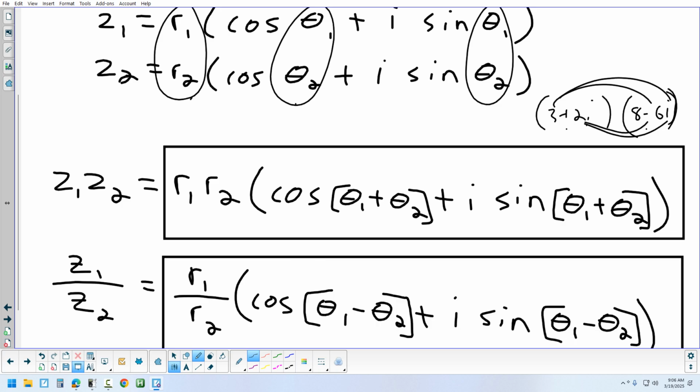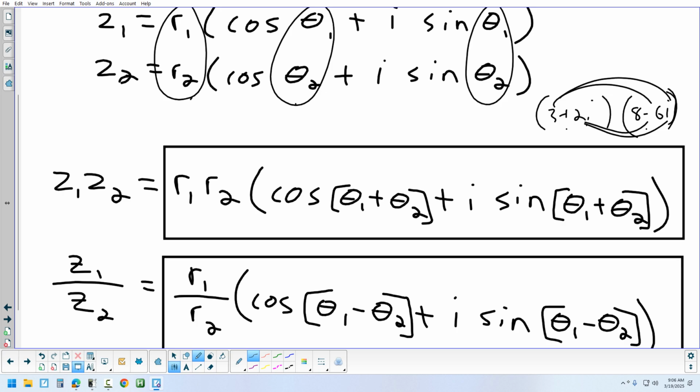So by dividing your 2 radii and subtracting your angles, that's going to eliminate having to multiply by the conjugate, then FOIL it out, combine like terms, change i squared to -1. That's all going to go away, and it's going to be replaced with this.